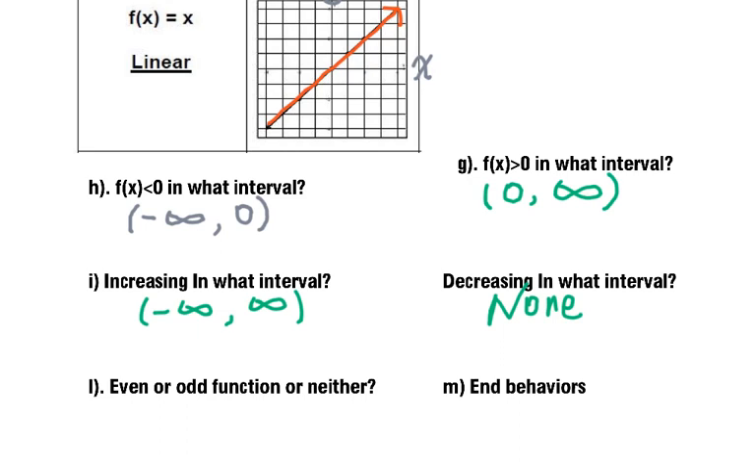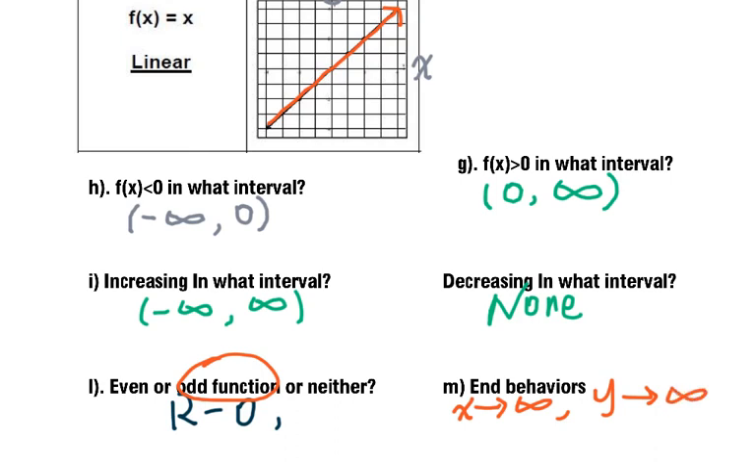Okay, so about even or odd or neither, it reflects across the origin. That's why it's an odd function. And for end behavior, when x goes to positive infinity, y still goes to positive infinity. But when x goes to negative infinity, you see y goes to negative infinity too.